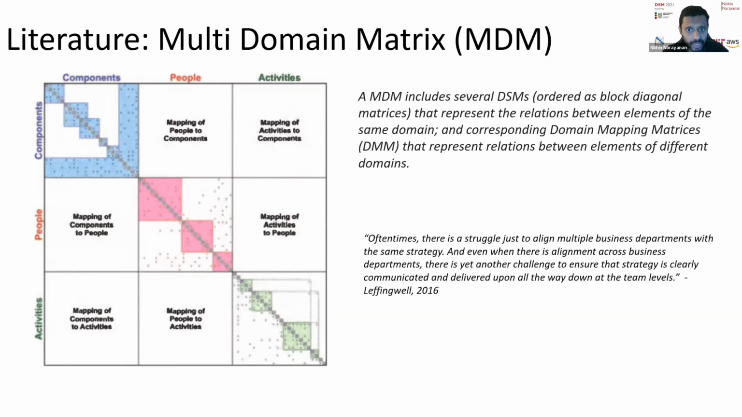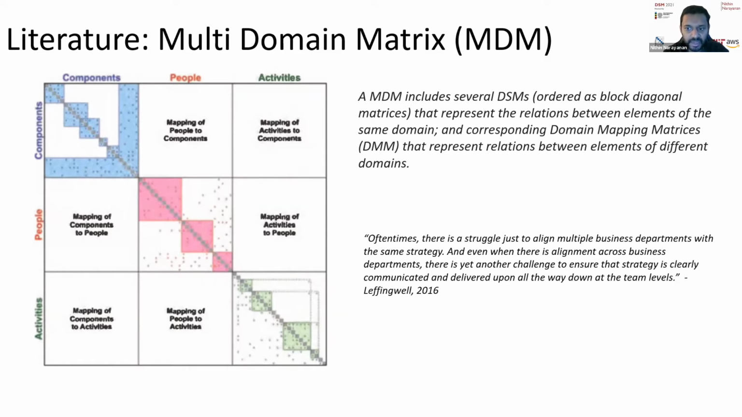So the DMM, or the domain mapping matrix, is always the interaction between two different domains. And in this research, we have precisely used this particular aspect of MDM to identify how coordination can be made better. And you can see a quote from Leffingwell, who is the authority figure when it comes to Scaled Agile. He says there's always a struggle just to align multiple business departments with the same strategy, which is what we were talking about, the vision of the company.